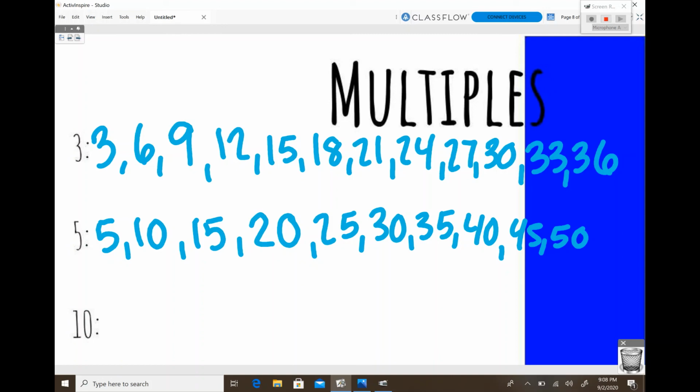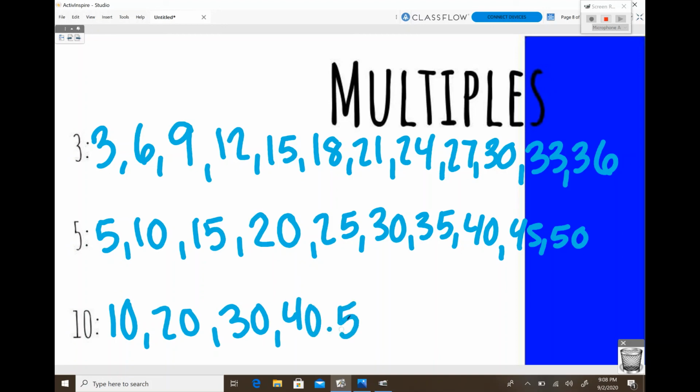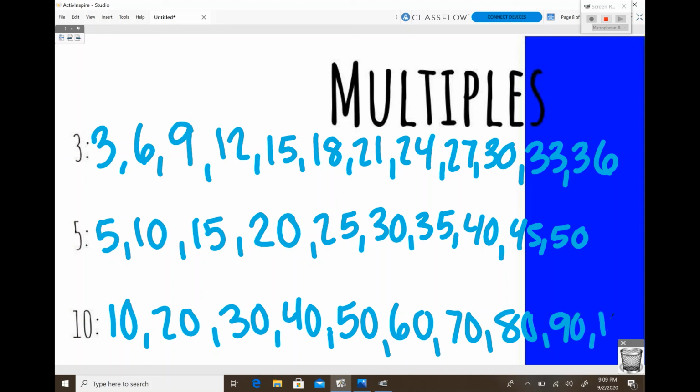So for 10, we're going to skip count by 10. So we're going to start with 10, 20, 30, 40, 50, 60, 70, 80, 90, 100. So I like to think to myself whenever I'm listing the multiples of something, I'm going to use my multiplication facts to help me. So for instance, the multiples of 10, I'm going to say 10 times 1, 10 times 2, 10 times 3, 10 times 4, 10 times 5.